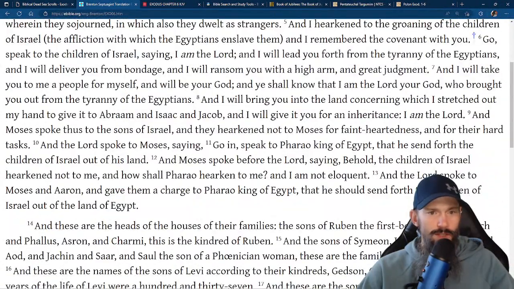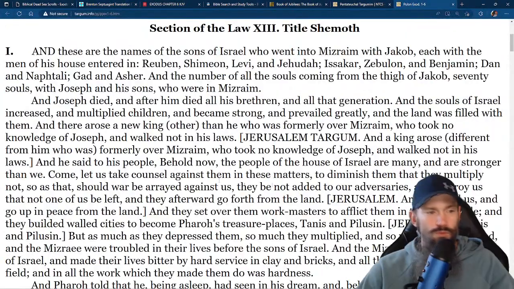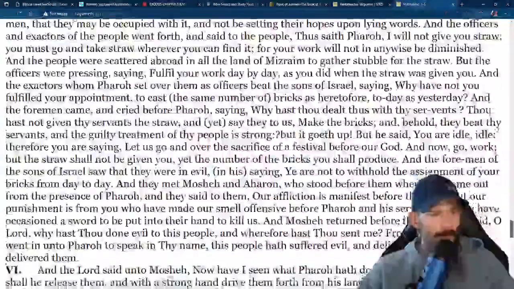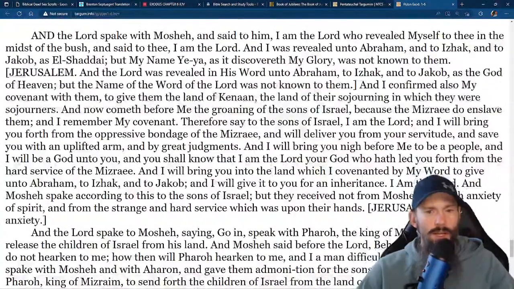Septuagint says, and I'll bring you into the land which I stretched out my hand to give it to Abraham, Isaac, and Jacob. So it doesn't even have swear in here. And Targums, verse 6. Covenanted.